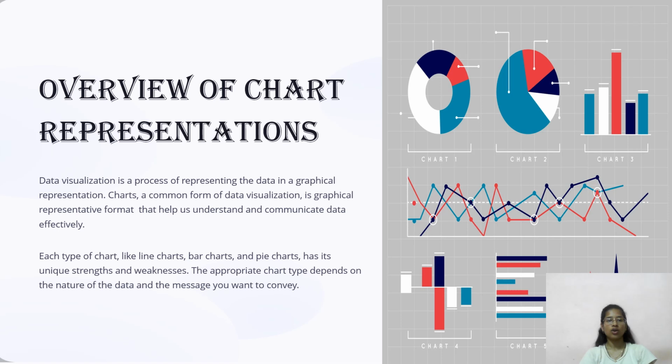Now let's see the overview of chart representation. It is a process of representing data in a graphical representation. As I told, there are various types of charts like line chart, bar chart and pie chart. Each chart has its unique strengths and weaknesses. The appropriate chart type depends on the nature of the data and the message you want to convey. This graphical representation allows us to understand easily and communicate the data effectively.